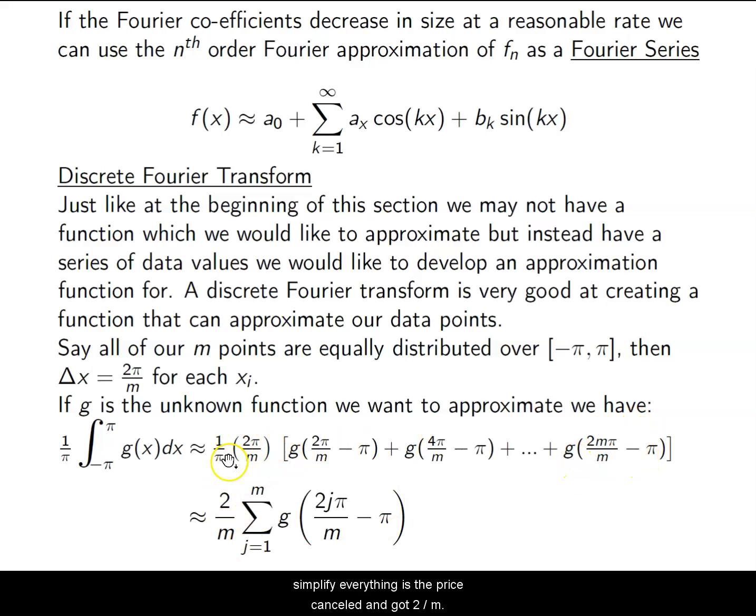So what this will give me when I simplify everything is the pi's cancel. I got 2 over m, and I'm getting the sum of m terms, up to m, starting from 1, of 2j pi over m minus pi. So this is what we would consider as the right-hand approximation for the function g of x, for the area under g of x. So that's an approximation to this integral.